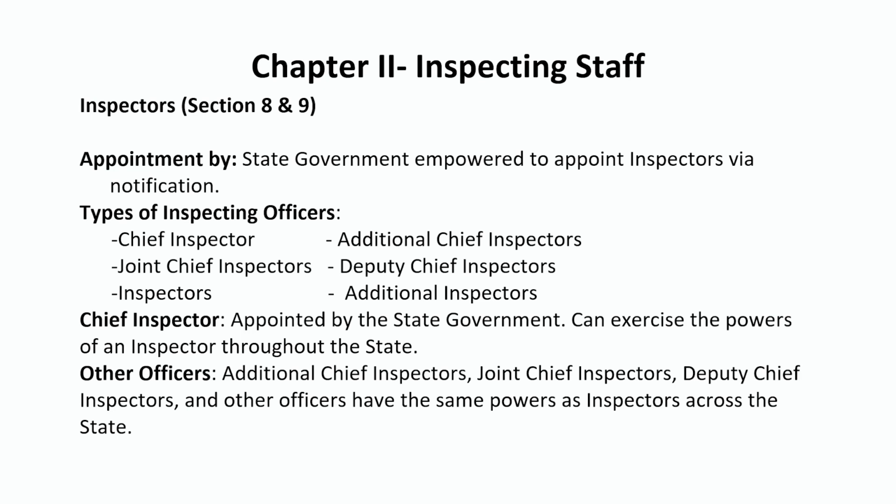Chapter 2 is talking about the inspecting staff. So we have the inspectors, sections 8 and 9. Now we are using the term inspector as an inspector cum facilitator. They would be appointed by the state government, which can appoint inspectors by notification. We have different types of inspecting officers: the chief inspector, additional chief inspector, joint chief inspector, deputy chief inspectors, inspectors, and additional inspectors. They would be appointed by the state government, and they can exercise the powers.